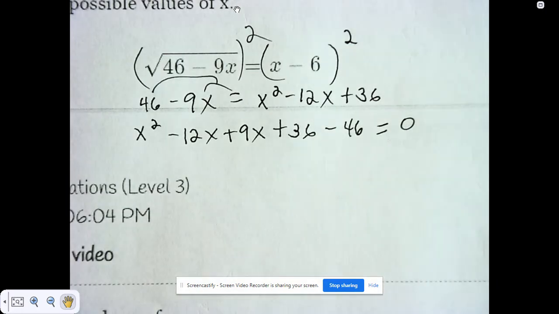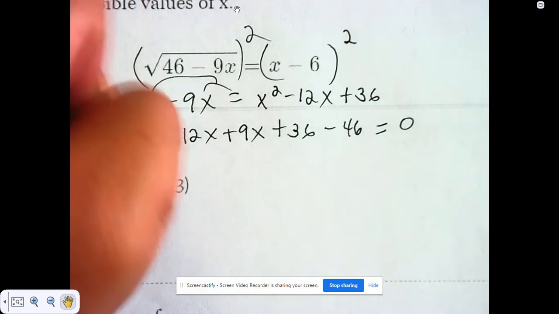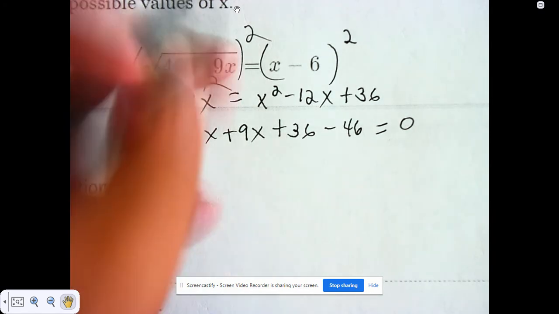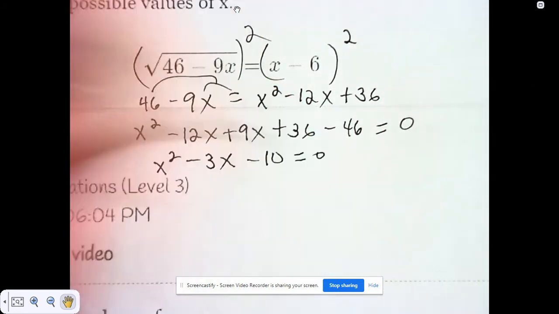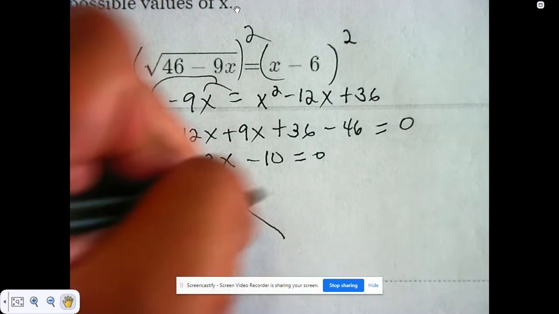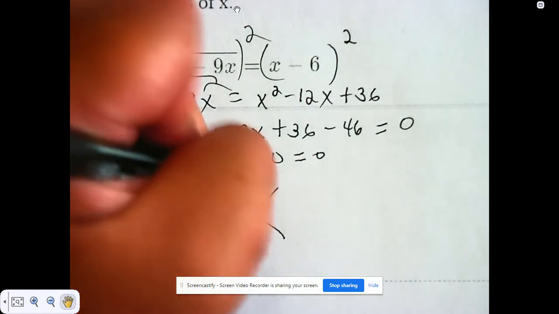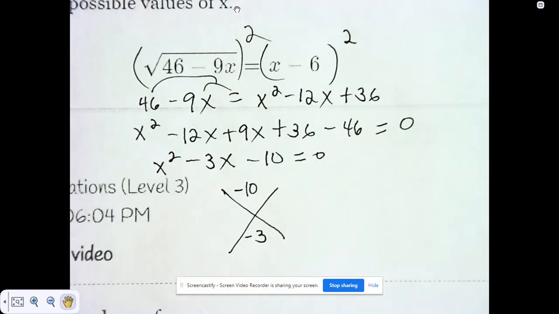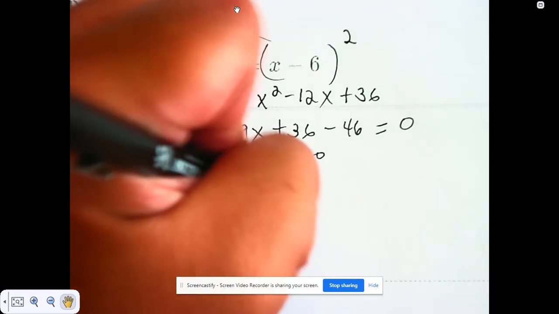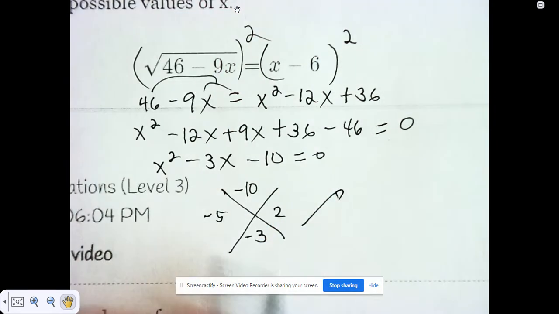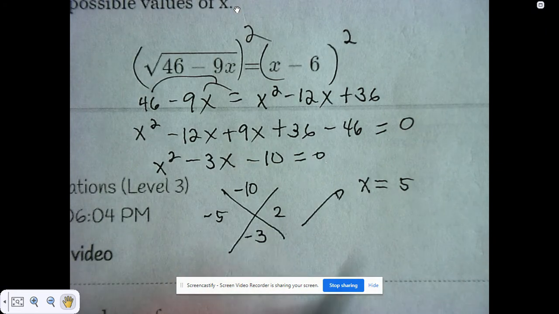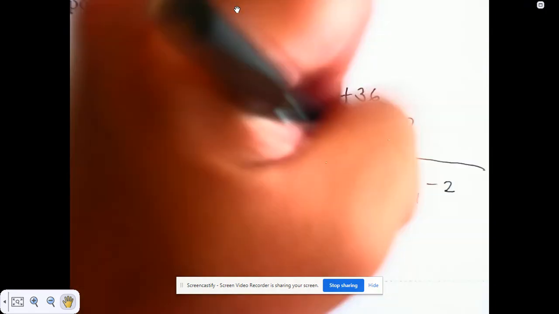So if I simplify this further, what I'm going to have is now actually what? x squared, negative 12x and 9x is negative 3x. And 36 minus 46 is negative 10, equal to 0. So I'm going to use the cross thing. Give me factors of negative 10 whose sum is negative 3. That'll be negative 5 and positive 2. Which means your answers are the opposites of these, which is what? x equal to 5 and then x equal to negative 2.